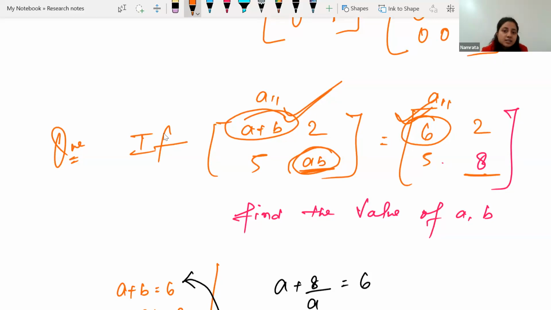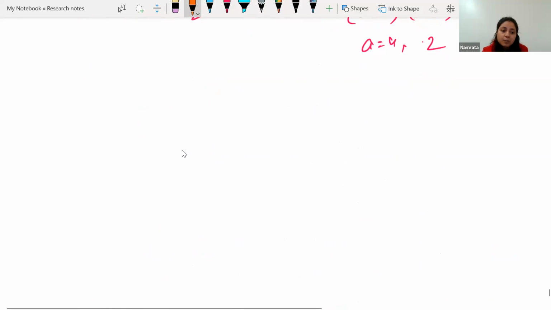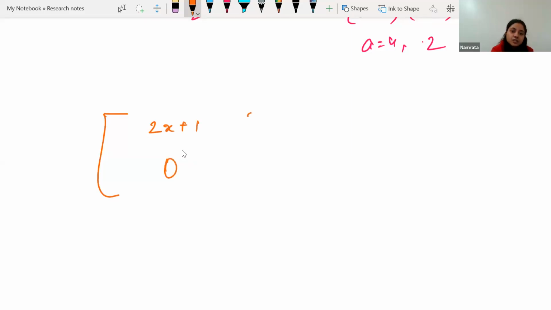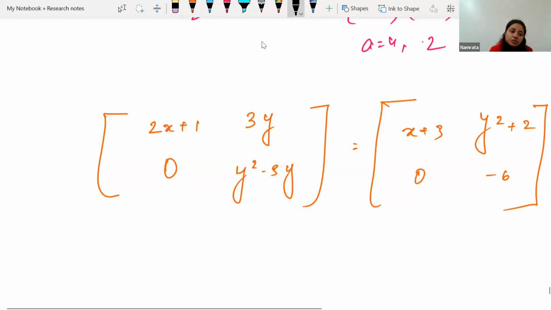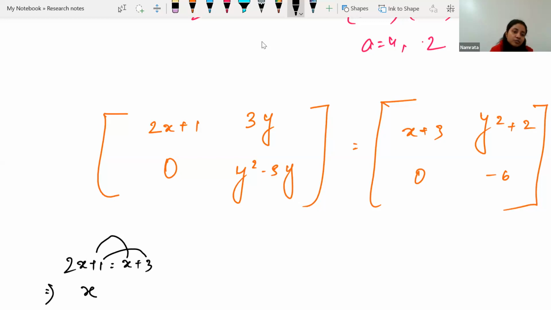Now, if it is not clear what exactly I am telling, let me take one example. The same type of question: we are having 2x plus 1, and 3y, y square minus 5y, is equal to x plus 3, y square plus 2, and minus 6. What we do when the equality sign is there is we compare the terms. So 2x plus 1 is equal to x plus 3. This is how we do the comparison. Here we will be able to solve this equation and get the value of x. We can shift x over there, it will be 2x minus x, that is only x, and we shift 1 over here. So 3 minus 1 it will become, so x value we got is 2.